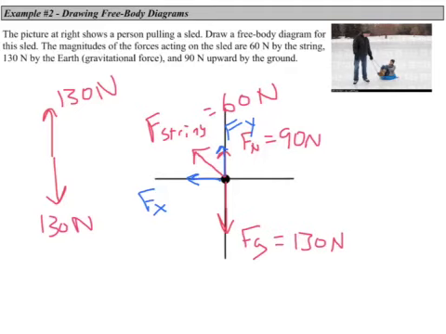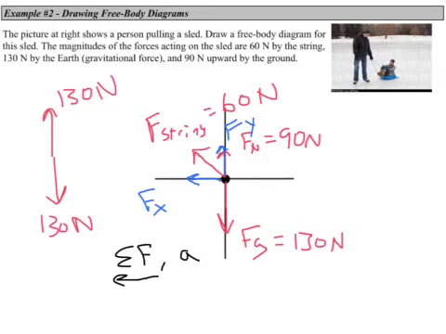Therefore, what we're given in this case is we're ending up with a total net force in the negative x direction, because of the x component of the force from that string. So therefore we have a net force to the left, and therefore our acceleration is also to the left.